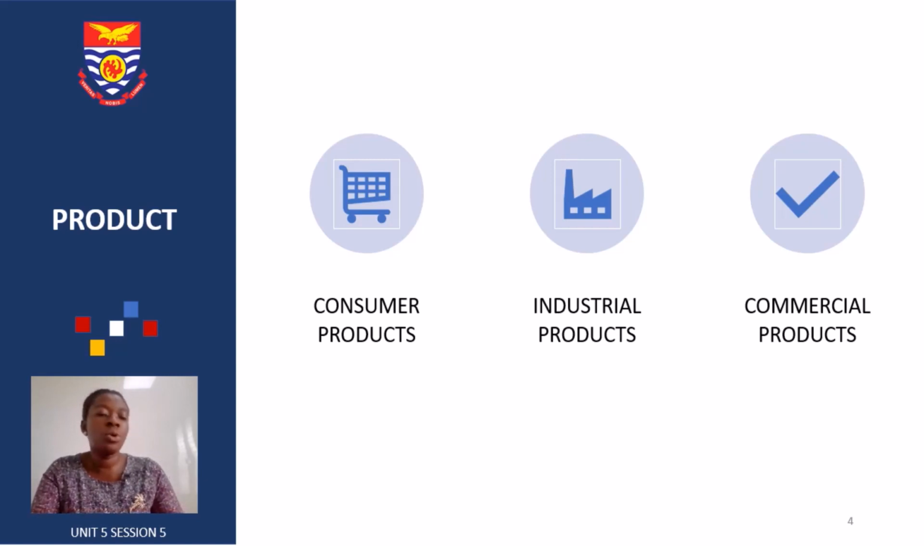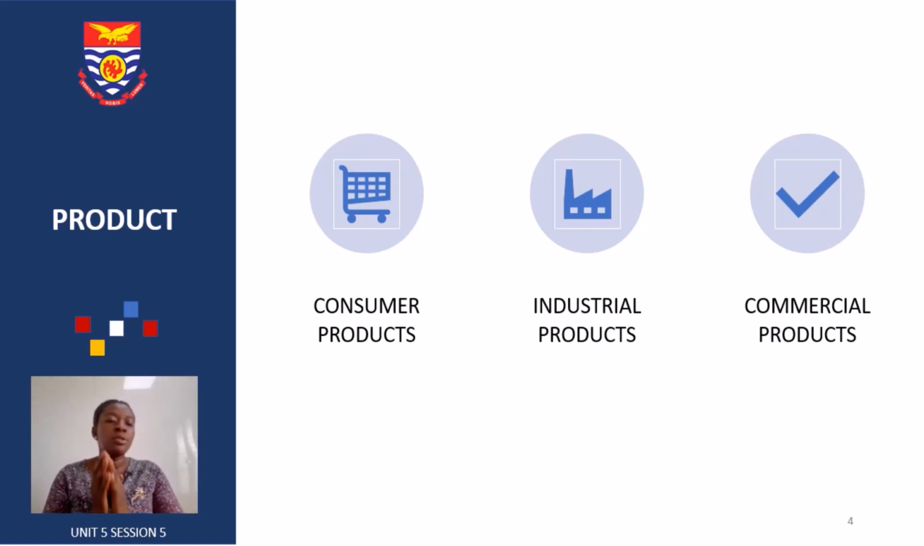Then we also have what we call the commercial products, which are not directly used in the production of other goods. However, they assist with production. Examples are office supplies, typewriters, filing cabinets, and all those. These are things which just assist you in the production function.